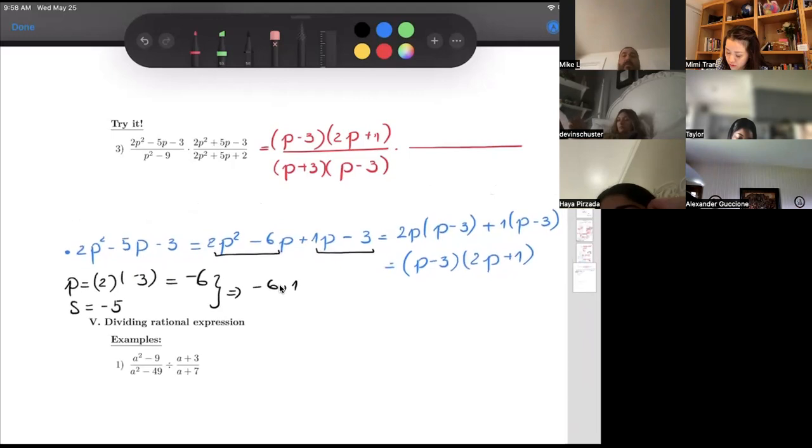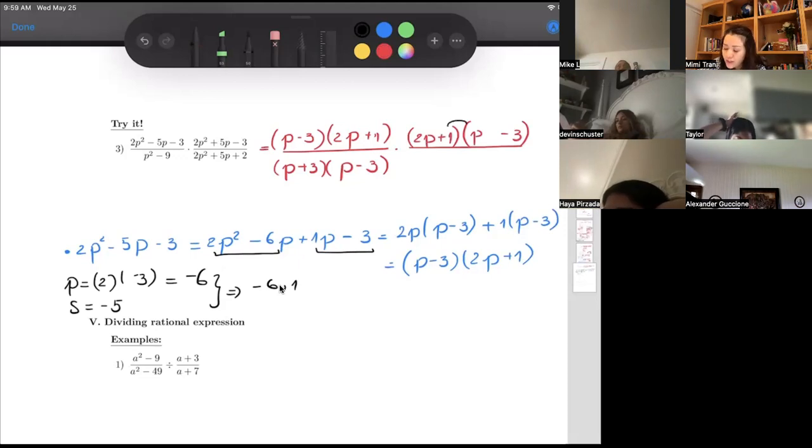So here, I'm going to do the guess and check method. I recommend you do the AC method, okay? The one I just did in the blue right there, that's the AC method. So guess and check, let me see. I'm going to do 2p and p. I want -3, so I'm going to put -3 here and +1 here, just to see. I'm going to check the inner and the outer.